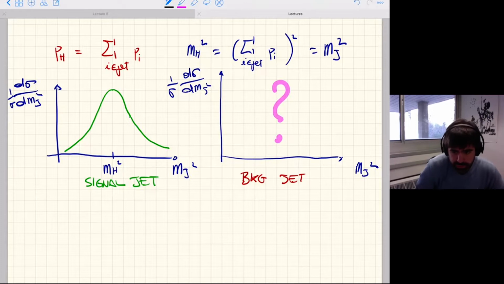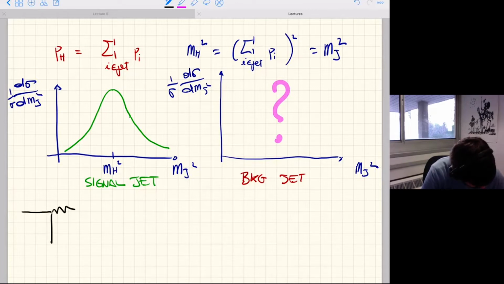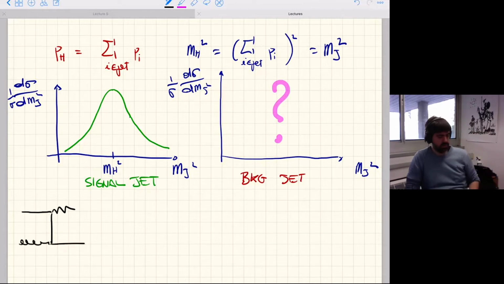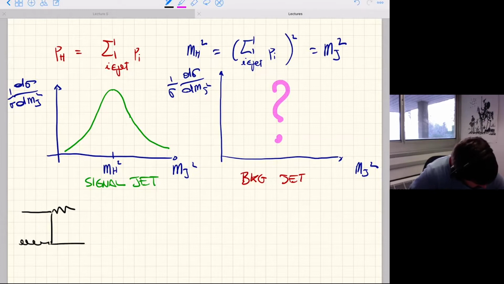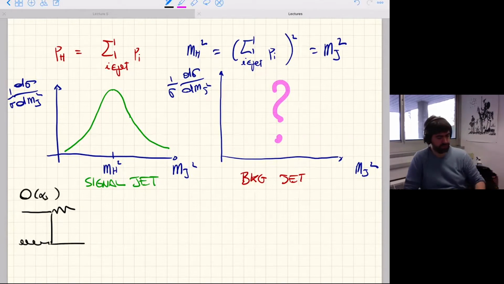Now, if you go to order alpha_s, for instance, we take this diagram. What is the mass distribution of the jet at this order? Zero, okay? Because at this order, the jet is made up of only one parton, and so its mass is zero. So we have to go one order higher to do the calculation.